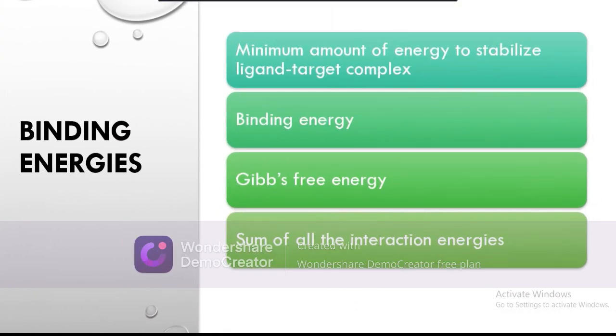The second thing is binding energies. Binding energies are important. These are the minimum amount of energy to stabilize ligand target complex. So these binding energies are also called as Gibbs free energy, and these are the sum of all the interaction energies during ligand target interaction.